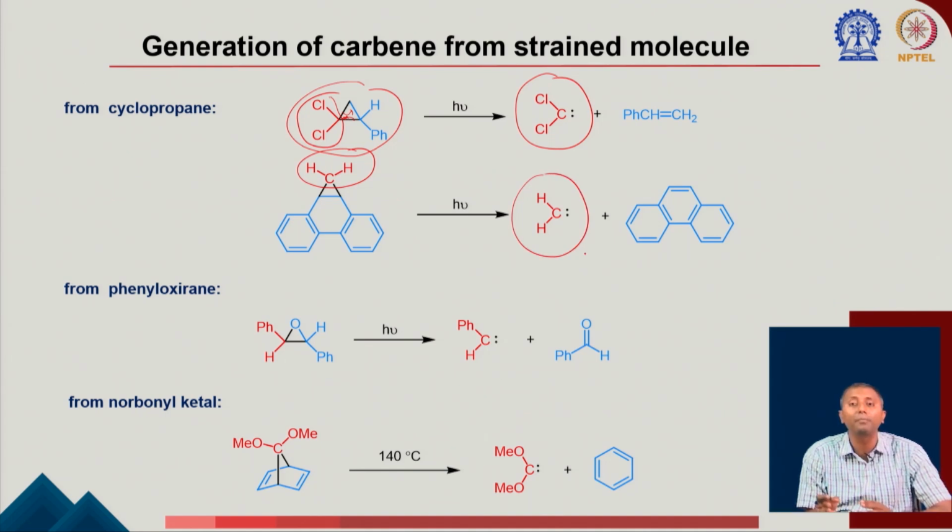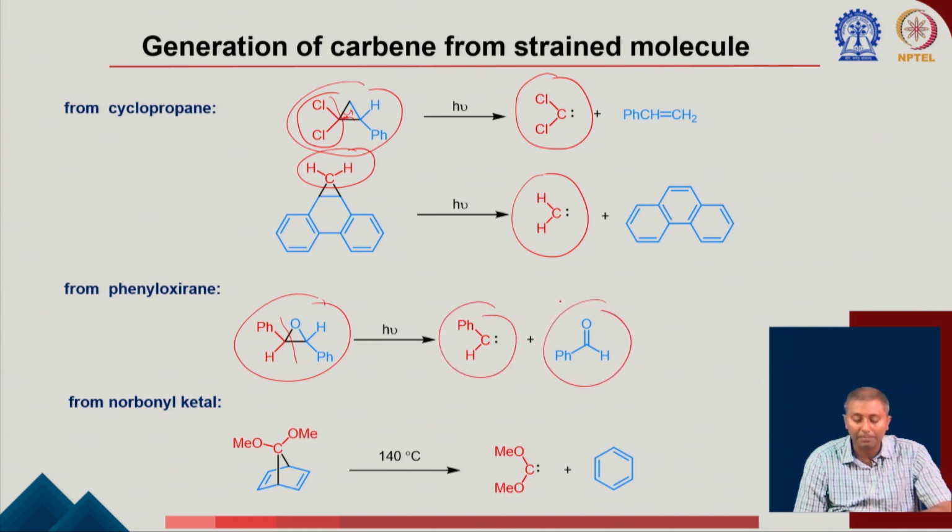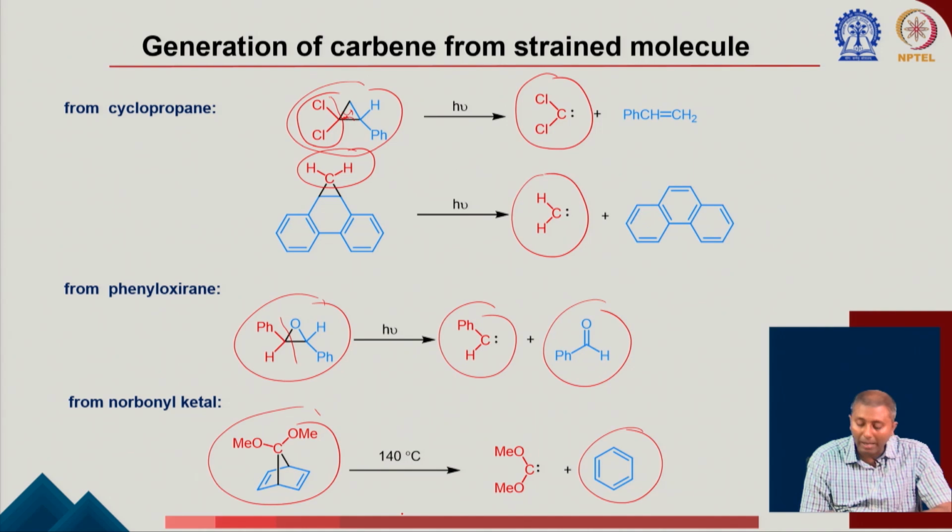You can confirm them by doing several transformations. One of the important transformations is if you can add to an olefin, then from the stereospecificity you can also find out if it is a singlet or a triplet. Okay. Then from phenyl oxirene under pyrolysis, it can also cleave here to form the corresponding carbene and then the benzaldehyde. And then again, from this compound it can get to the corresponding aromatic compound and form the corresponding carbene as well.